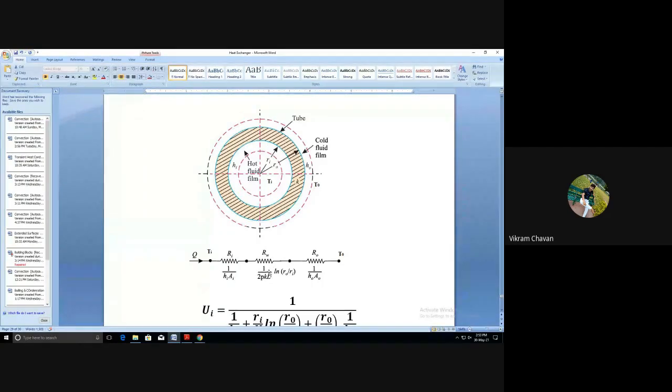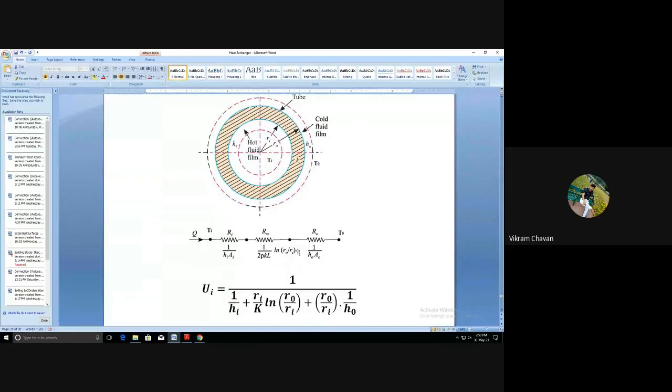Further, heat will transfer from the outer surface of the tube or cylinder to the external environment or external fluid. In that case, the convective resistance will be offered for that heat transfer, and it is given as 1 divided by h naught multiplied by A naught, where h naught is the outer surface or outer fluid heat transfer coefficient, and A naught is the outer surface area of the tube. Now if you add up all the resistances, that will provide you the total resistance.